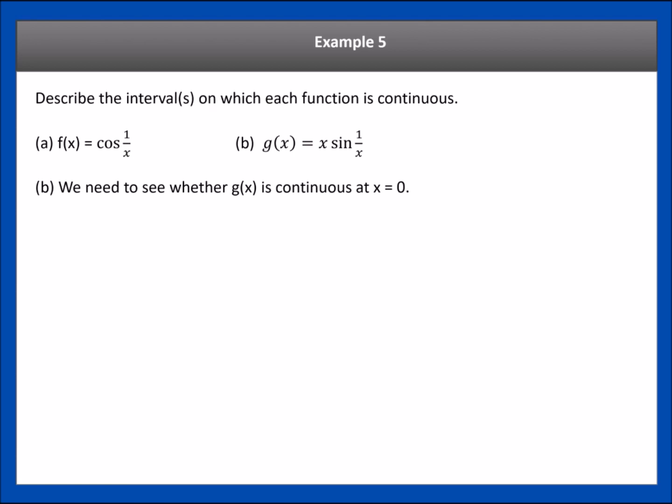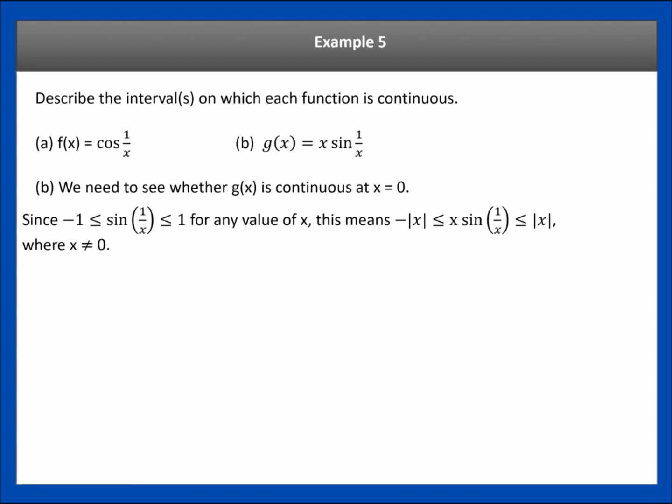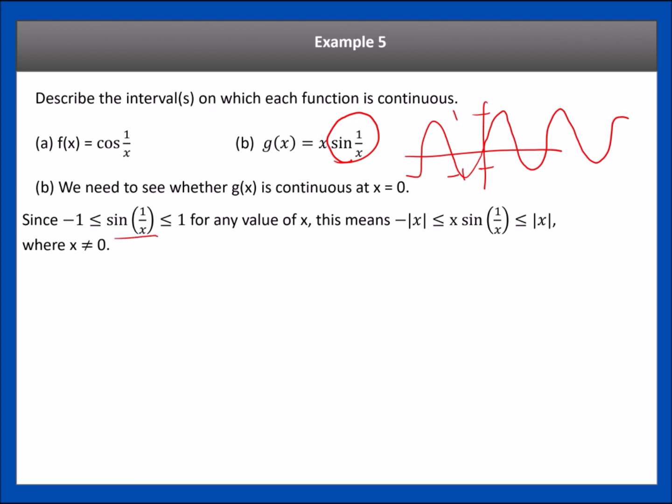However, is it going to be an infinite discontinuity or a removable discontinuity? We're going to find out now. So we know that sine of 1 over x has to be between -1 and 1, because remember, the sine function is always between -1 and 1, right, if you were to graph it. So that's always the case. So that means this has to be between -1 and 1 for any value of x.